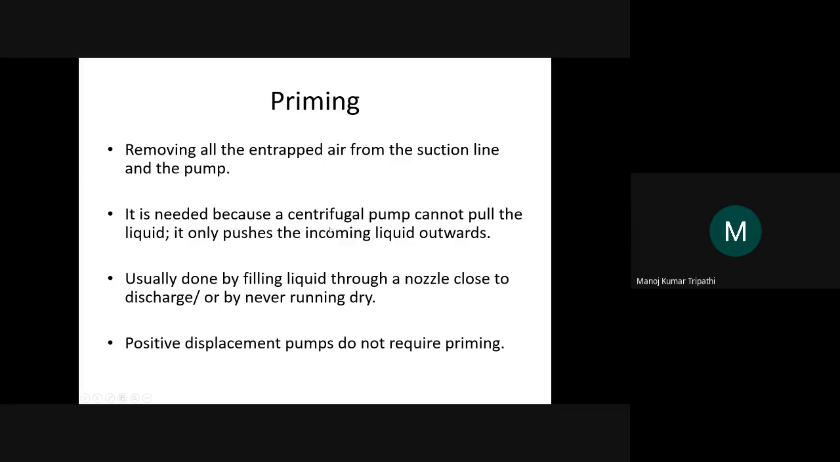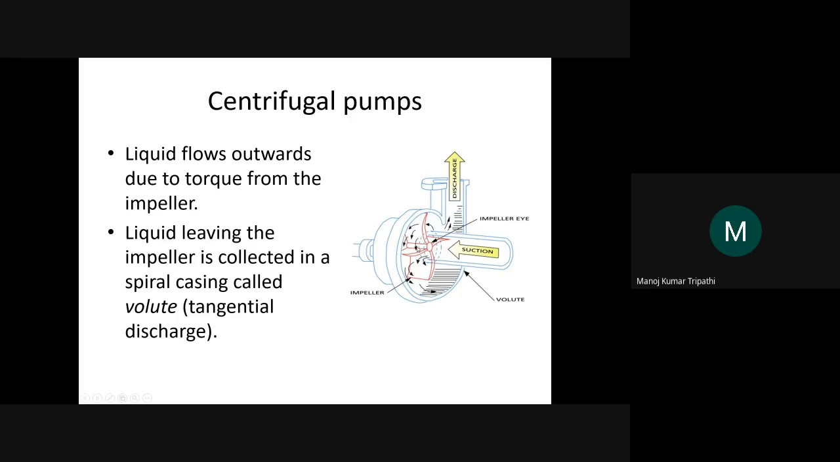Okay, so the reason is written here. Because the centrifugal pump cannot pull the liquid, it only pushes the incoming liquid outwards. So if there is no liquid in the pump, it cannot push anything outwards. It cannot provide this rotational motion to any liquid for it to go in this discharge section. The fan or the impeller will just keep rotating here. It will not be able to pull any liquid in. The air inside this volute will just keep on rotating here. It doesn't apply any force, any suction pressure. It is only the action of this outgoing liquid that pulls more liquid inside.